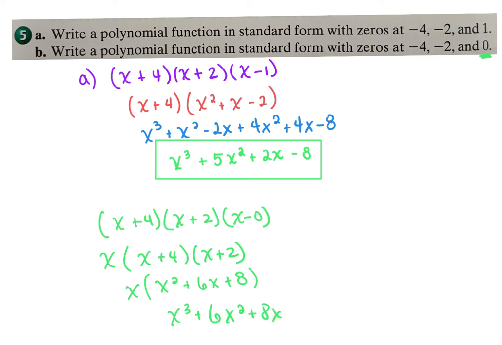So anytime you have a list of your zeros and one of them, or two of them, or however many, is a 0, it's just x, because it's x minus 0. Anytime you see that as one of your zeros, it's where you had an x completely on the outside that you're going to distribute later.